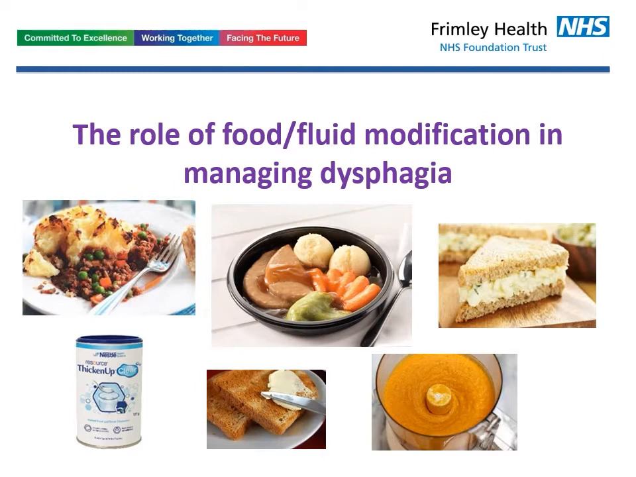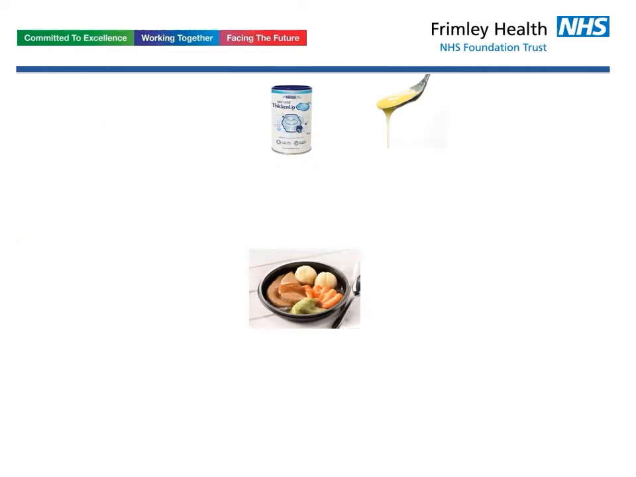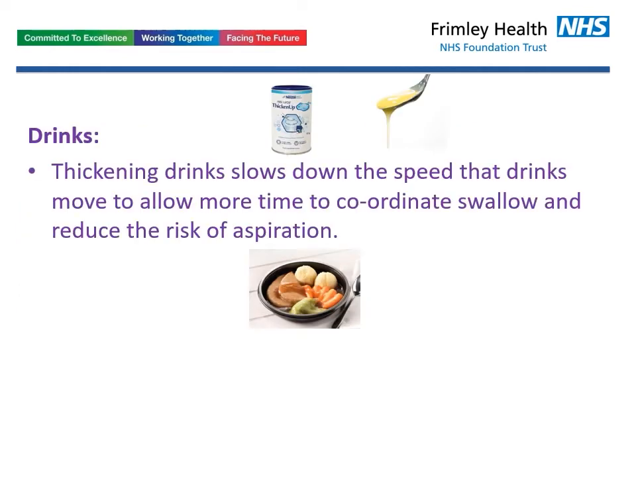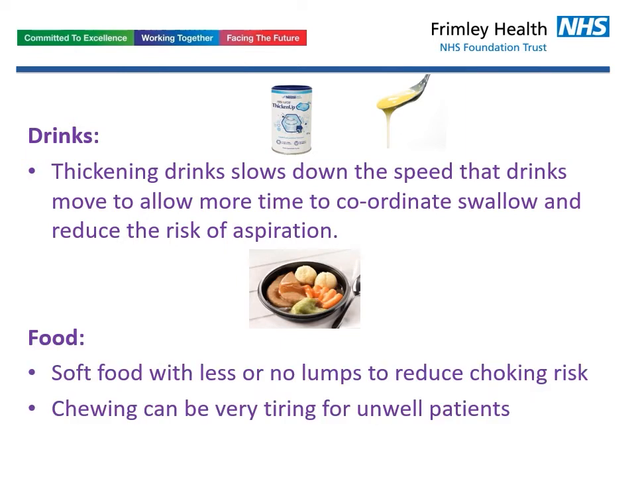So next, I'm going to talk about the role of food and fluid modification in managing dysphagia. Often we will recommend thickened drinks for our patients with dysphagia, and the thickener slows down the speed that drinks move, so it allows more time to coordinate the swallow and reduce the risk of aspiration. And with modified food, soft food with less or no lumps can reduce the choking risk, and chewing can be very tiring for unwell patients, so it might be easier for them to have softer food.